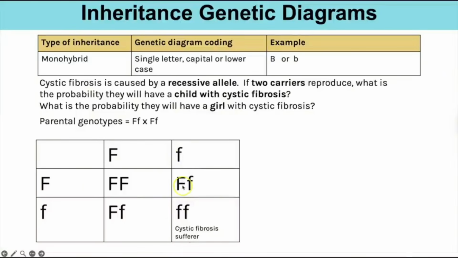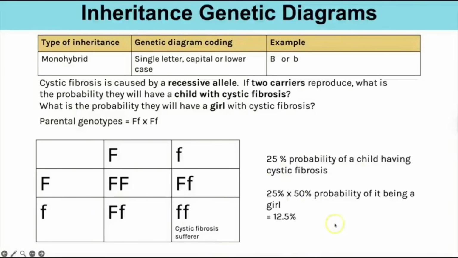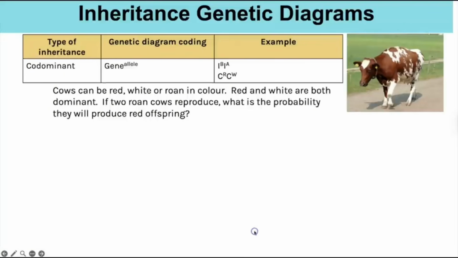and capital and lowercase. And because cystic fibrosis is caused by a recessive allele, they will only have cystic fibrosis if they are homozygous recessive, because there's no dominant alleles there in their genotype. So we have 25% probability that these two parents will have a child with cystic fibrosis. Then we need to also account for a girl with cystic fibrosis. We need to half that. So times that by 50% or half it is 12.5%.